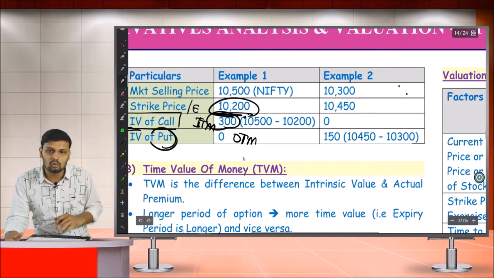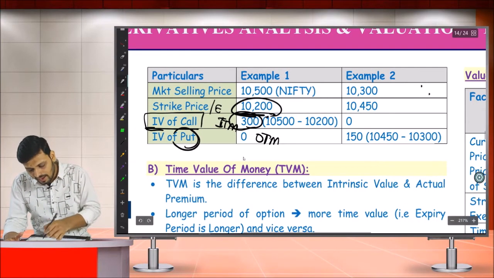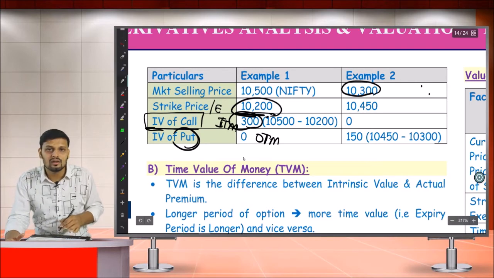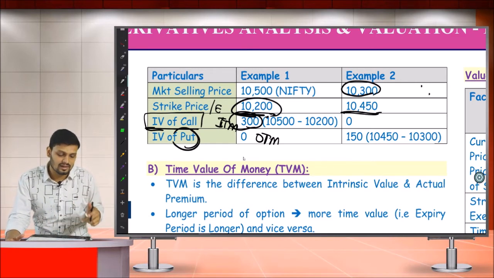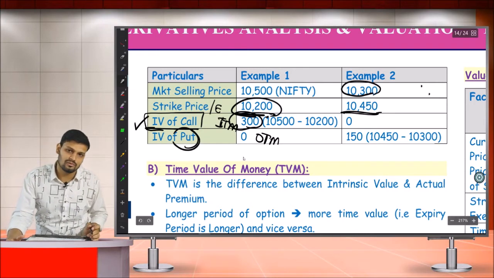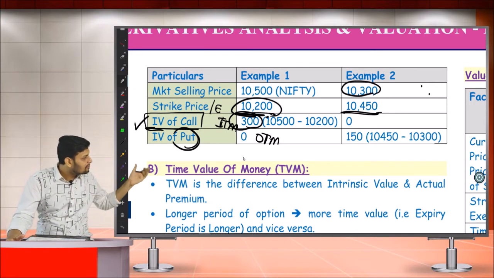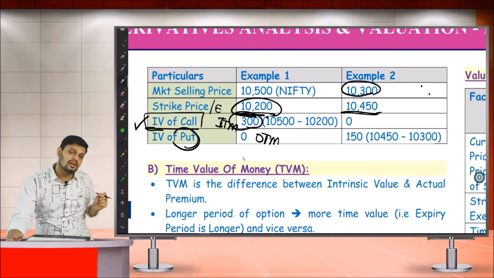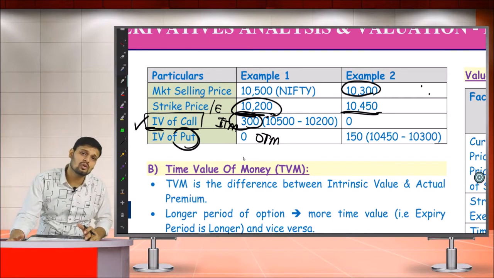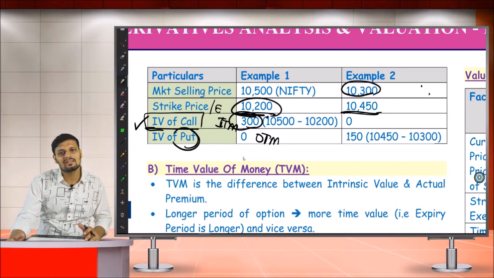Coming back to example 2. Market selling price is 10,300. You have kept the exercise price of 10,450. First, let us understand from the call option point of view. From the market, you can buy it at 10,300, but you don't want to buy it at 10,300. You want the right to buy at 10,450. Sir, why will someone do that?